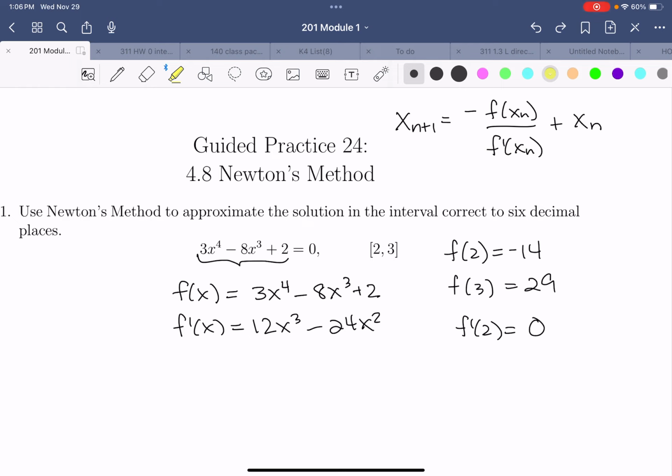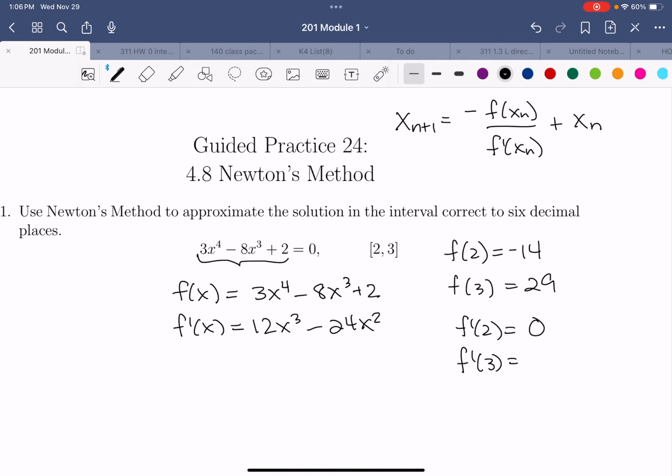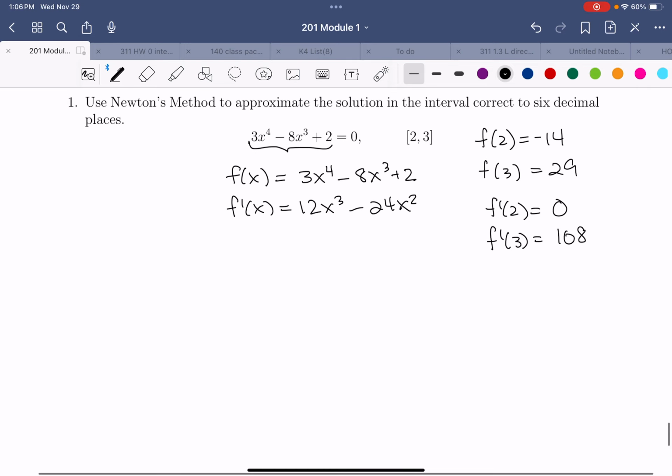If we plug in the 3, let's do the same thing, only we've got 12 times 27 minus 24 times 9. We get 108. So I could start with 3. But notice how negative 14 and 29 are almost evenly spaced, so I'm actually going to choose the middle number. It doesn't really matter what you choose as long as you choose something within the interval that's not going to give you a 0 in the derivative, because we know that it's got to be pretty close to there. So I'm going to let x1 be 2.5.